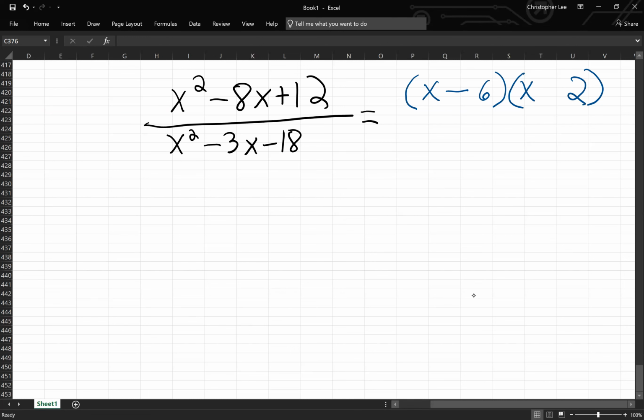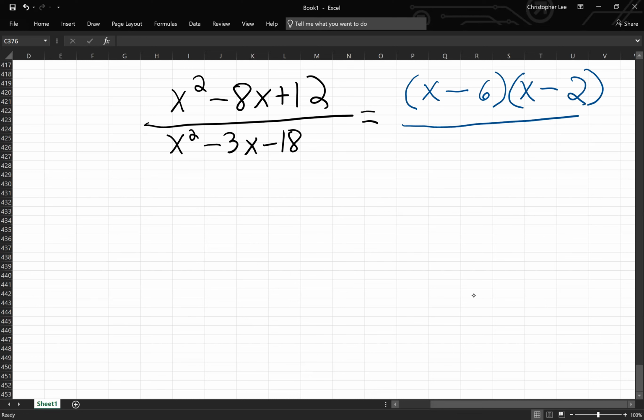I hear you on the negative 6. Negative, negative, right? How'd you know that? That's good. I just guess because the middle term is negative, the end term is positive. So when the end term is positive, that means the only way to get a positive number through multiplication is if both numbers are positive or both numbers are negative. But because the b is negative, both of these have to be negative as well.